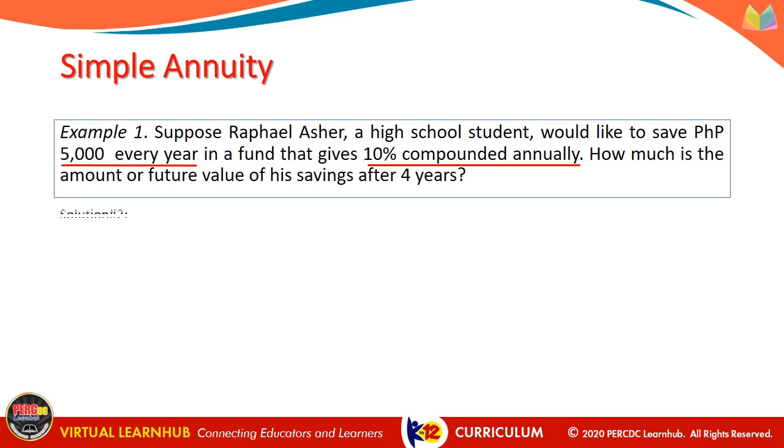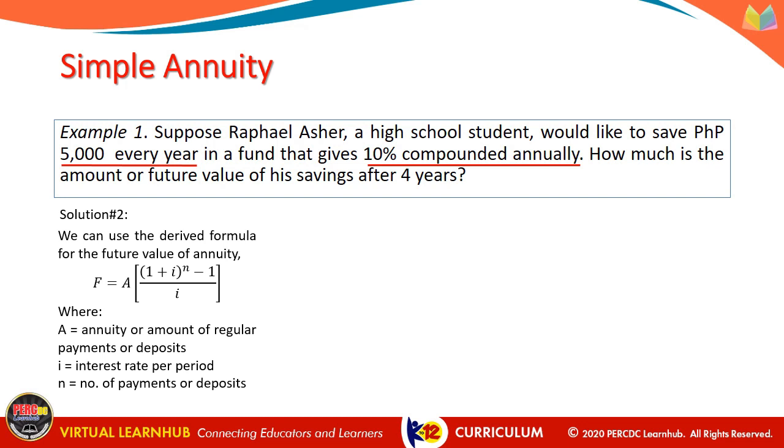Now, let us show another solution for this problem. Solution number 2. We can actually solve this problem by using the derived formula for the future value of annuity. F is equal to A times quantity 1 plus i raised to n minus 1 over i. Okay, where A is the annuity or the amount of regular payments or deposits, i is the interest rate per period, and n is the number of payments or deposits.